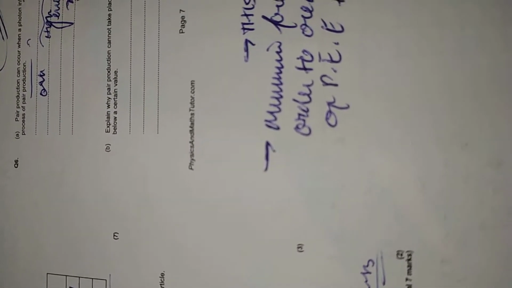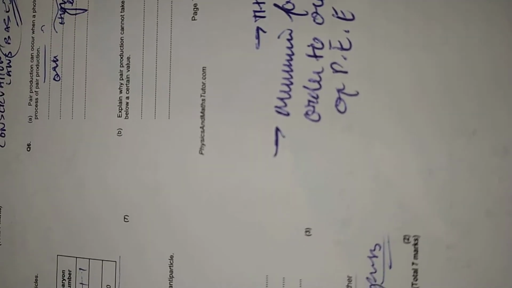This results in the conservation of momentum. In other words, to conserve the momentum, the photon needs to interact with the nucleus or atom, in the case of the positron and the electron being created. Basically, what does B say?